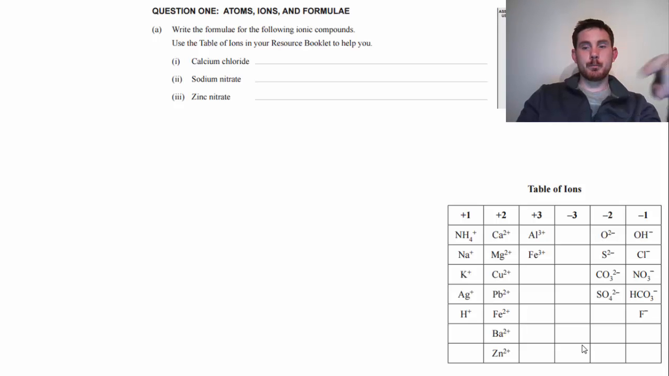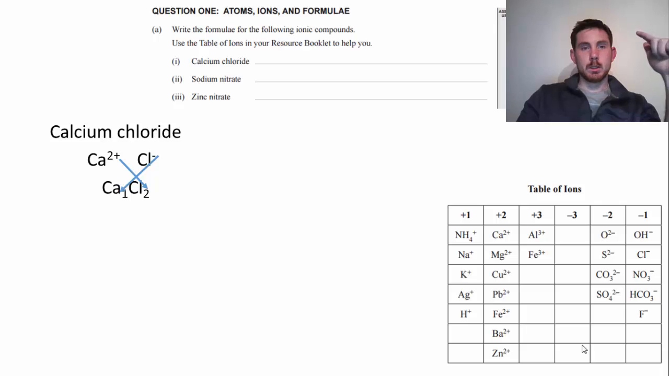So calcium chloride, you look at the table and you can see it's Ca2+, and chlorine is Cl-. So we'll write those ions down, and then we do the swap and drop. The value of 2 from the charge on the calcium ion goes down to the bottom right hand side of chlorine, and the value of 1, since chlorine has a single negative charge, goes down to the right hand side of the calcium. And when we have a 1, we ignore it, and so we just write CaCl2 as calcium chloride.